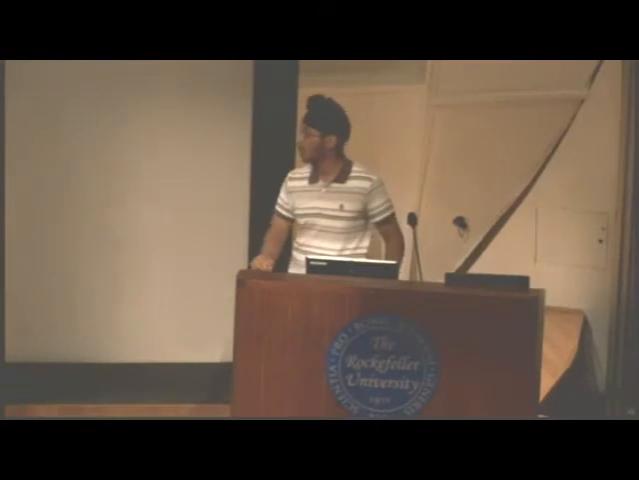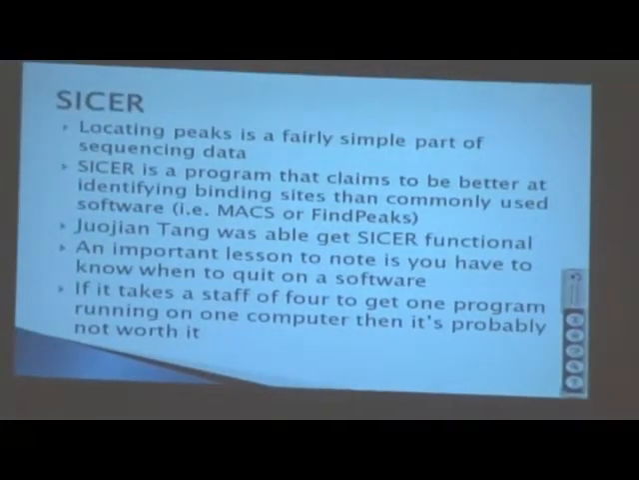An important lesson to know is that you have to know what to put on software. If it takes a staff of 4 to get one program running on one single computer, it's probably not worth it.